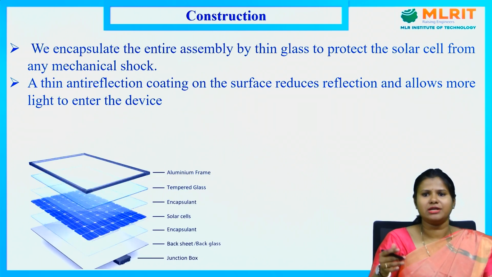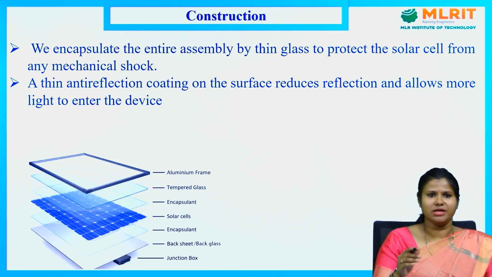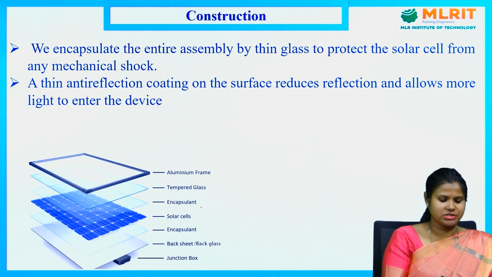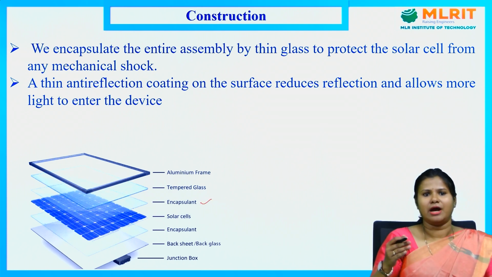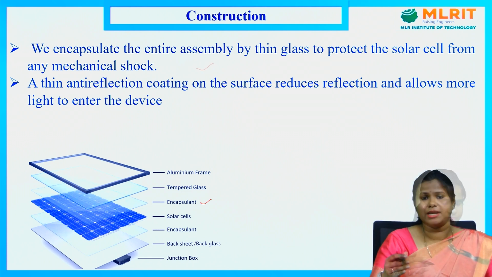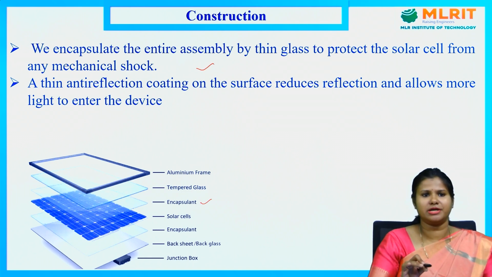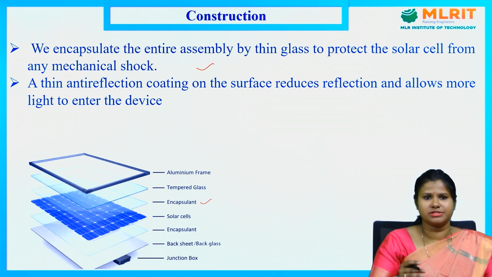Now again, this entire assembly is encapsulated with some transparent glass plate, and mostly we make that portion an anti-reflecting layer. Now we are encapsulating the solar cell with some anti-reflection coating so that whatever light falls on the solar cell, the maximum of the light will be absorbed so that the maximum amount of electricity can be produced from the solar cell.